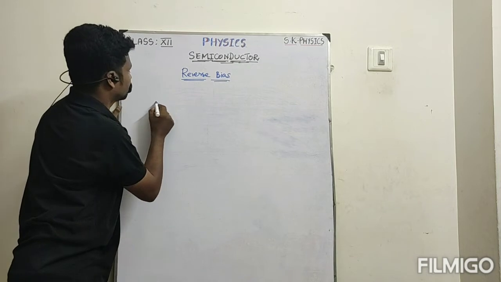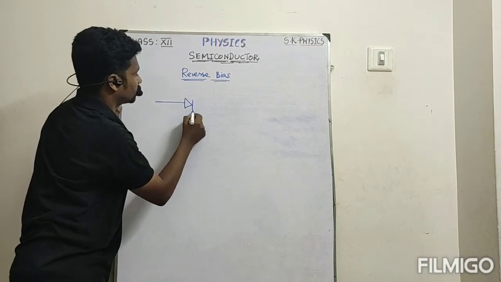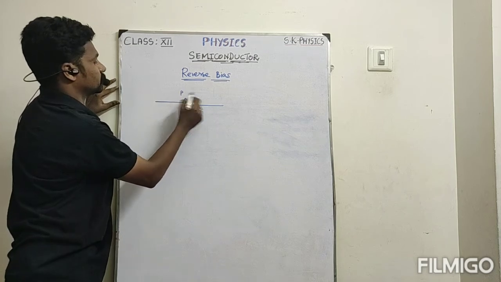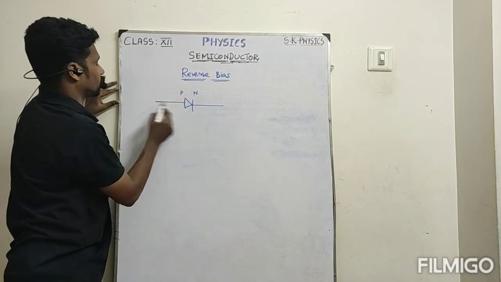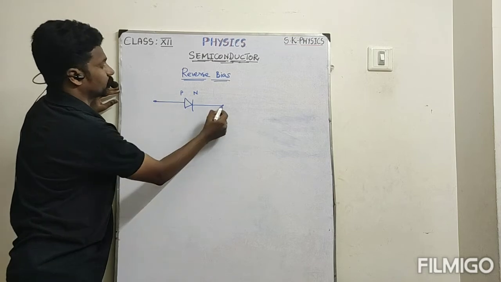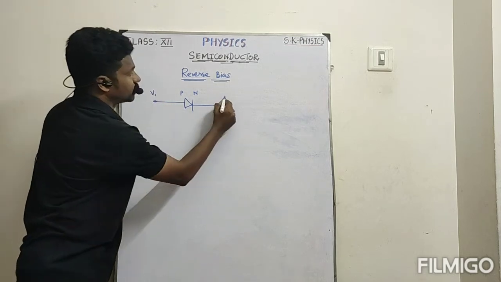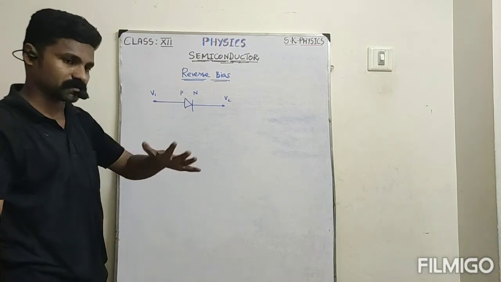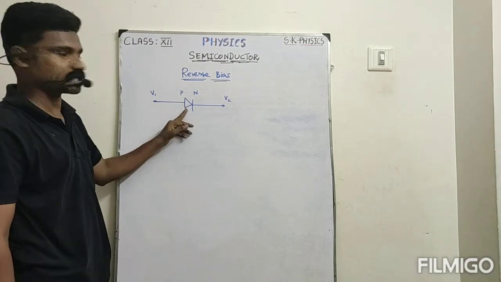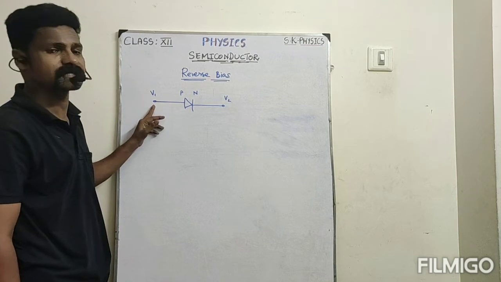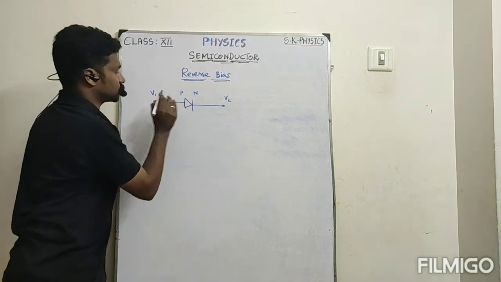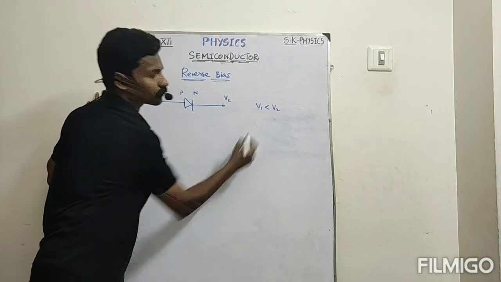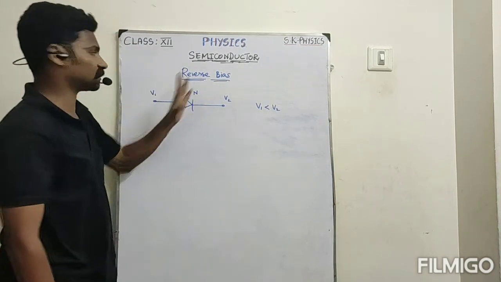So first, I can take one diode. Let's take it as a P type, then N type. Then this is V1 potential, then V2 potential. Generally, if it is reverse bias, what is the meaning? Positive is connected with the negative, so the P region is at the lower potential. Here V1 less than V2 should be satisfied. Okay, so this is the condition for reverse bias.